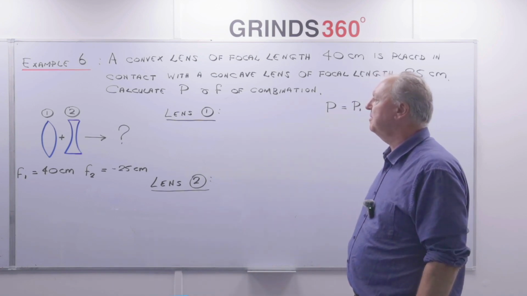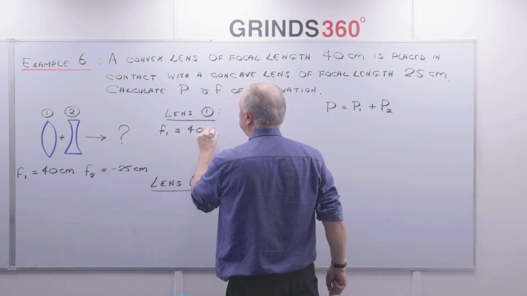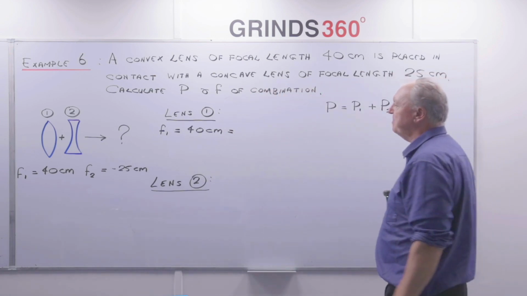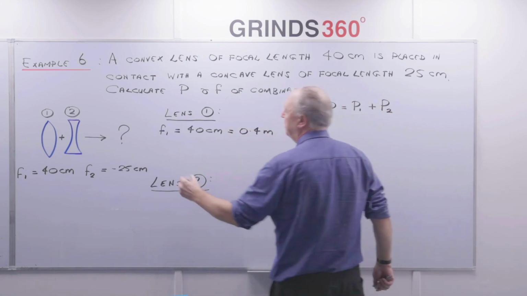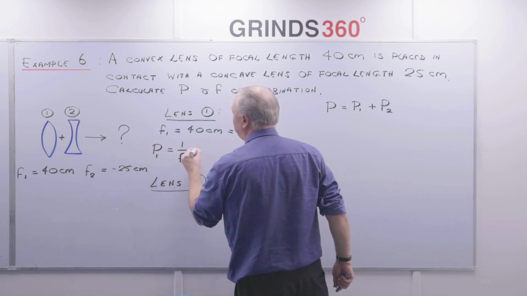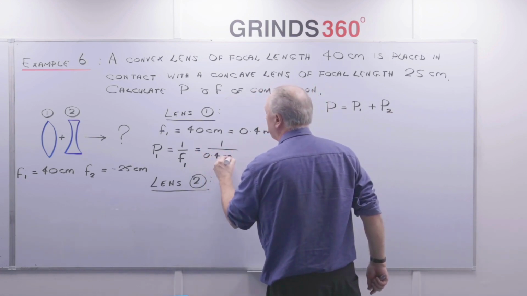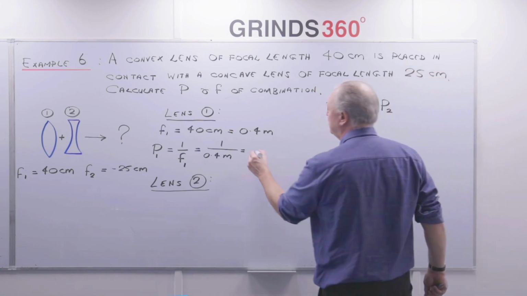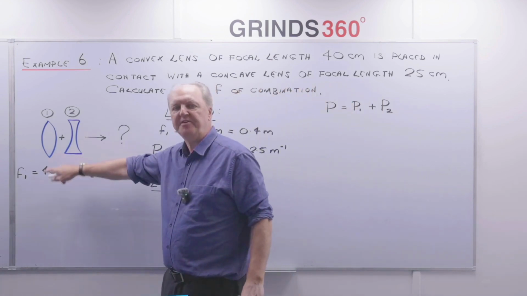So lens number 1, F1 is 40 centimeters. When you do these problems, turn focal length into meters. That's 0.4 meters. P, the power of that lens, is 1 over f. In this case, P1 is 1 over f1. So it's 1 over 0.4 meters. Put that into your calculator, do it in your head, and that gives me 2.5 per meter. That's the power of that first lens.